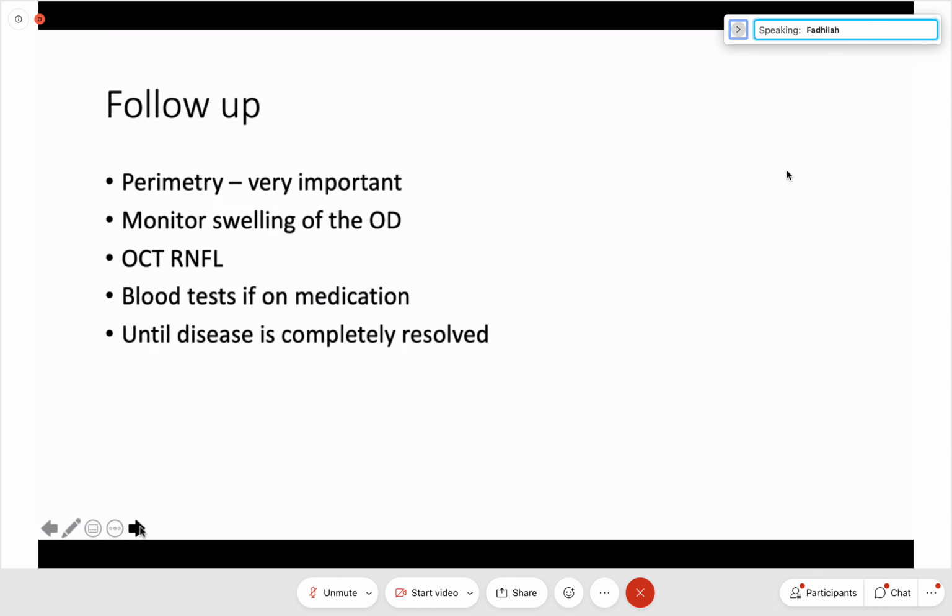So follow up, just like you're following up a glaucoma patient, perimetry at every visit. This is very, very important. What I normally do, I just do a Humphrey visual field and compare, and then look at the size of the optic disc swelling. Look at the size of the enlarged blind spot. And then you have to monitor the swelling, see whether it's reducing or getting worse. You can even use the OCT to objectively measure the RNFL swelling. Blood tests, if the patient is on Diamox. And you have to follow up this patient until the disease is completely resolved.